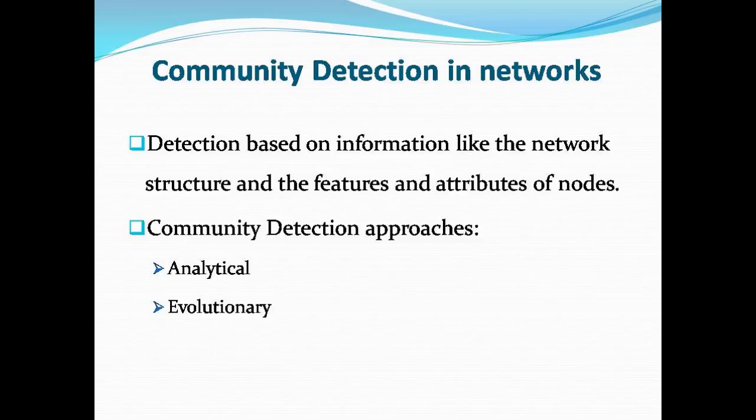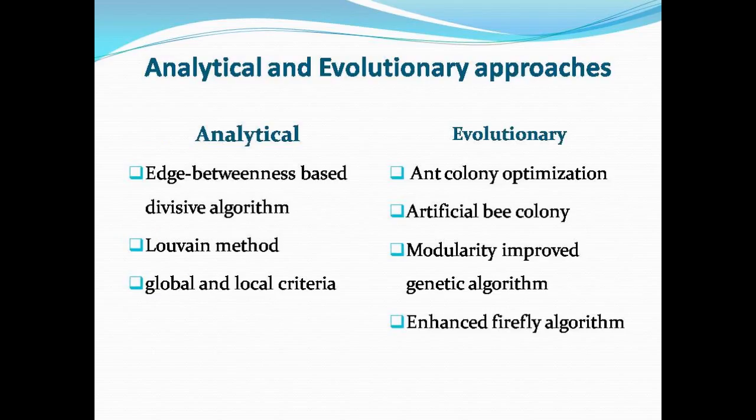There are two possible sources of information which can help in detecting communities: one is network structure, and the other is the features and attributes of nodes. Several approaches have been proposed by various authors which help in detection of communities. They are broadly classified into two categories: one is analytical and the other is evolutionary.